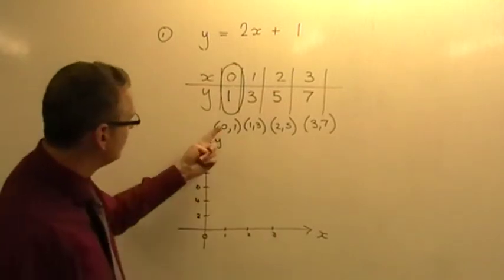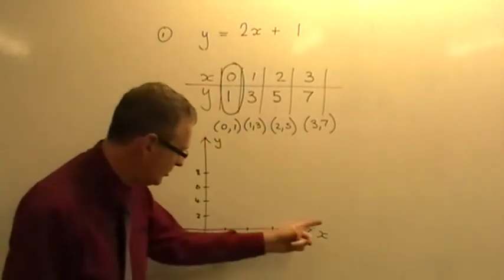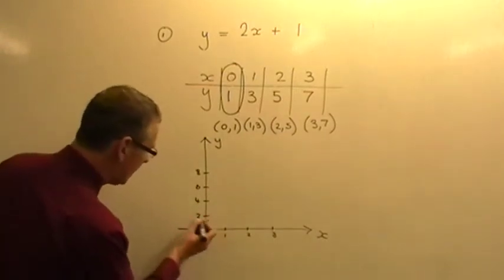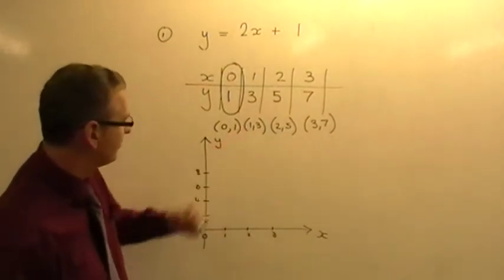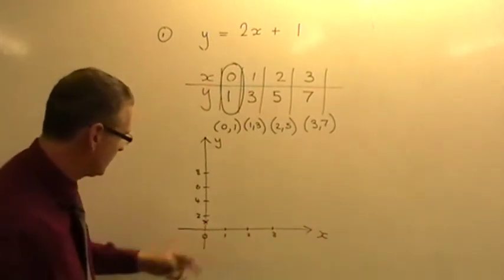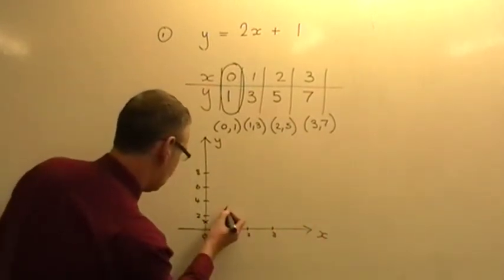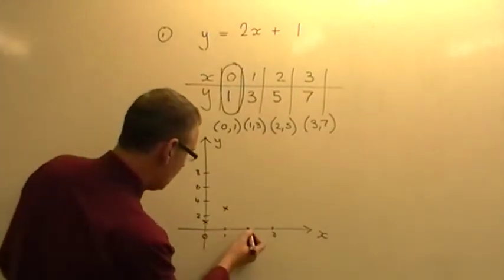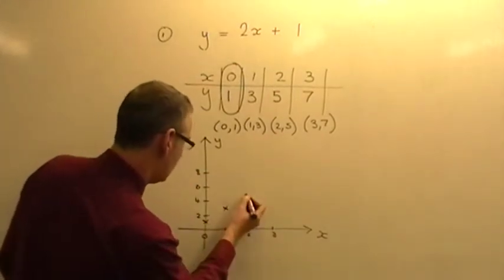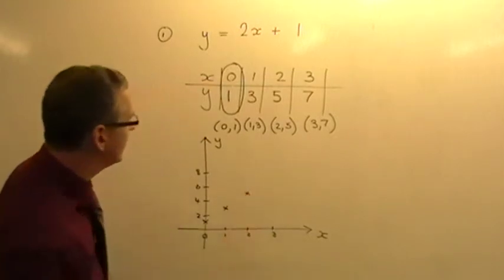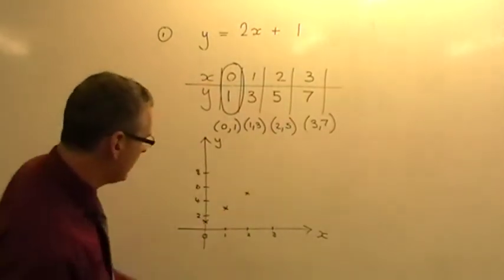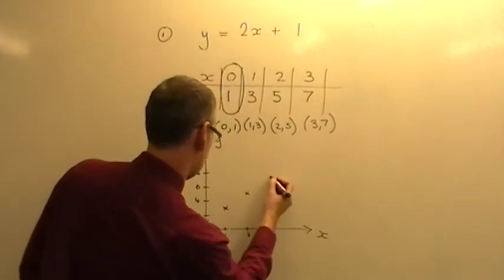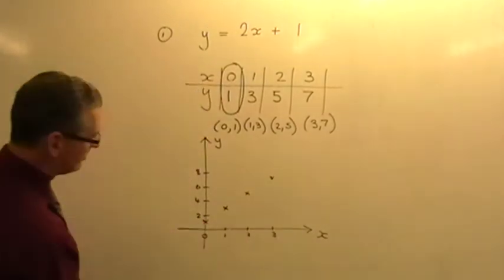Okay, let's go. 0, 1, let's plot that. That means 0 on the x and up 1 on the y, which is there. Second, 1, 3. 1 on the x and up to 3 on the y. That's there. 2, 5. That means 2 on the x and up to 5 on the y. And then last of all, 3, 7, 3 on the x and up to 7 on the y, which is there.